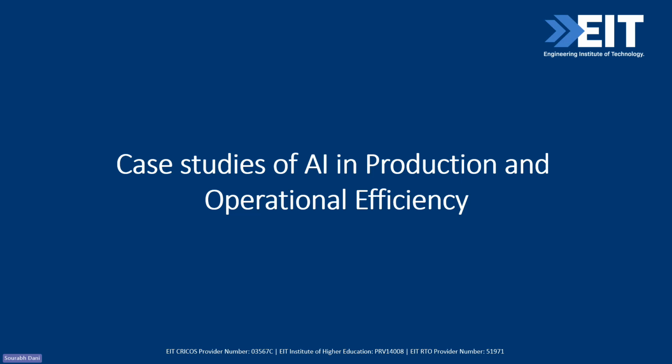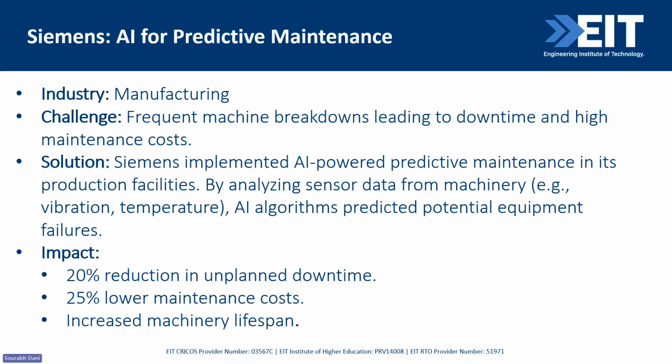Some case studies of AI in production and operational efficiencies. First we'll talk about Siemens. Siemens is a manufacturing industry. The challenge was frequent machine breakdowns leading to downtime and high maintenance cost. The solution they came up with was implementing an AI-powered predictive maintenance paradigm in their production facilities by analyzing sensor data from machineries. The same idea that I told you a couple of slides ago, the same idea that I had implemented, which resulted in a 20% reduction in unplanned downtime, 25% lower machinery costs, and increased machinery lifespan.